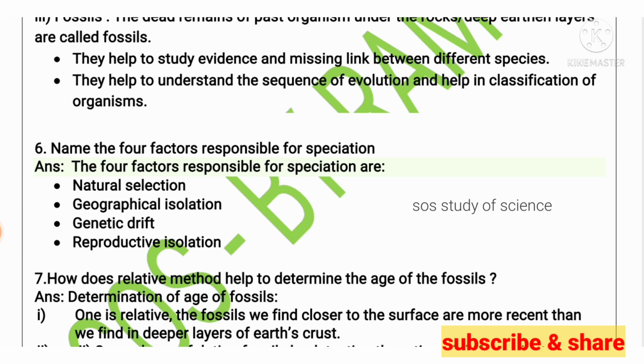And which are the 4 factors that are responsible for speciation? See, the factors responsible for speciation are: one is the natural selection, second one is the geographical isolation, third one is the genetic drift, and fourth one is the reproductive isolation. The 4 are the factors which are responsible for the speciation.